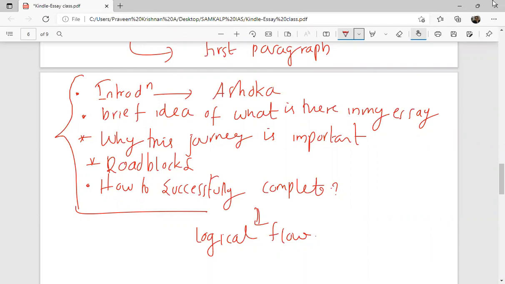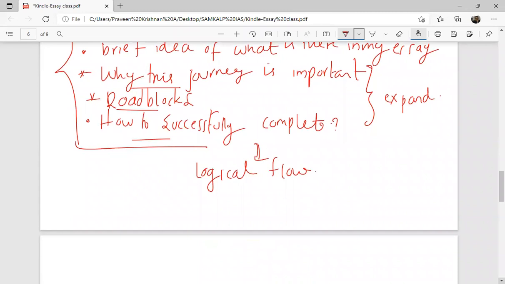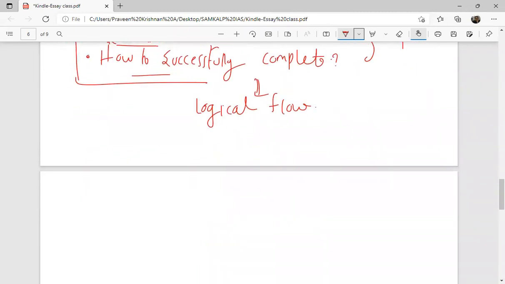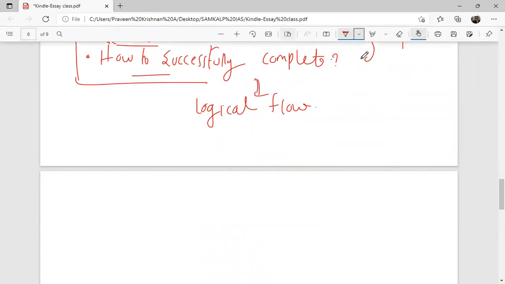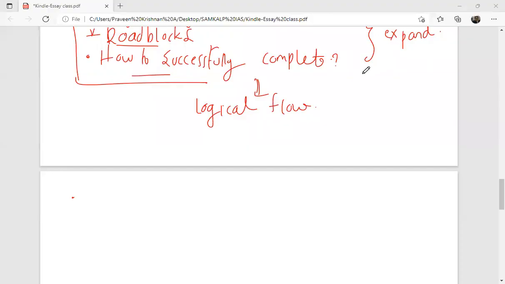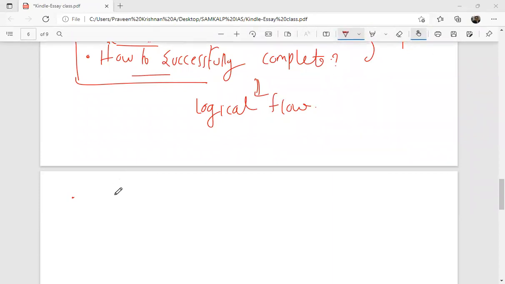Now, all these three aspects, I will try to expand. These 3 points, I'll have to expand into multiple dimensions. Now, I'll give you an overview of how I have expanded these points into different dimensions. So, after writing the second paragraph, what to expect from my essay, I started like this.